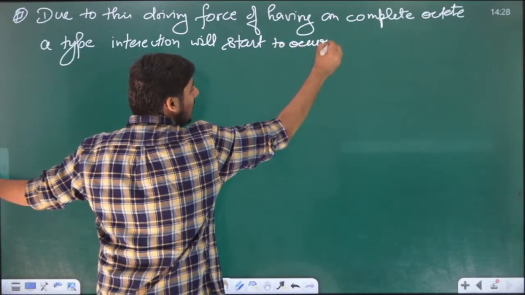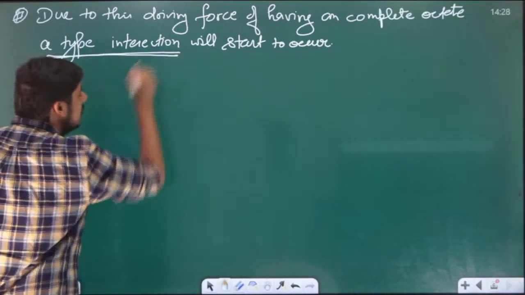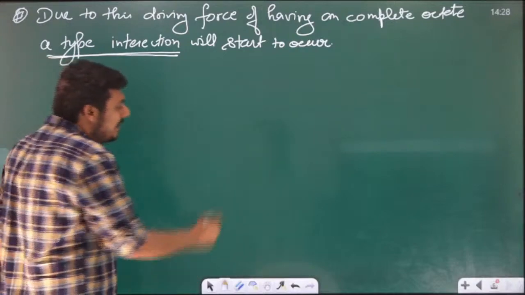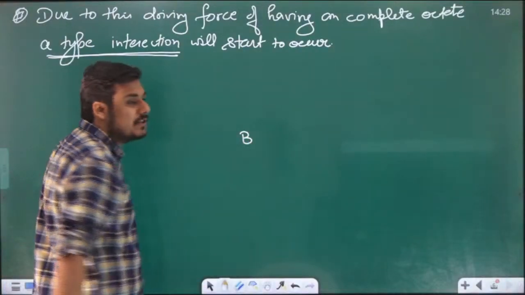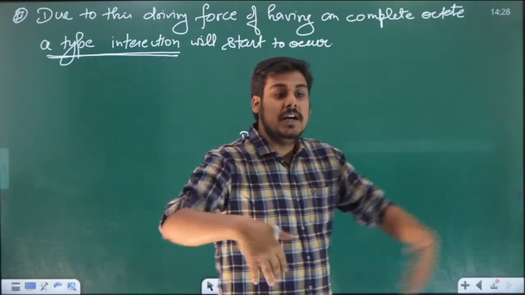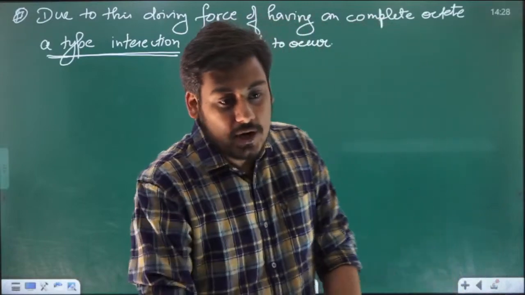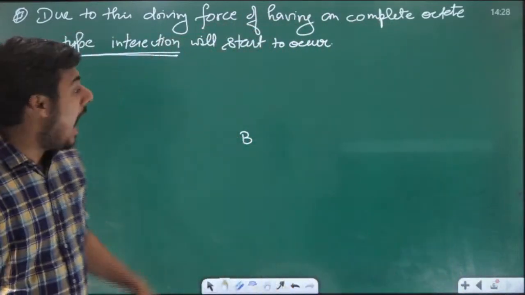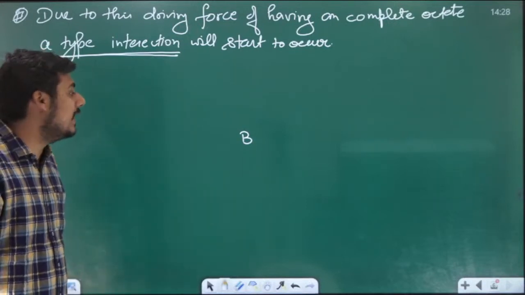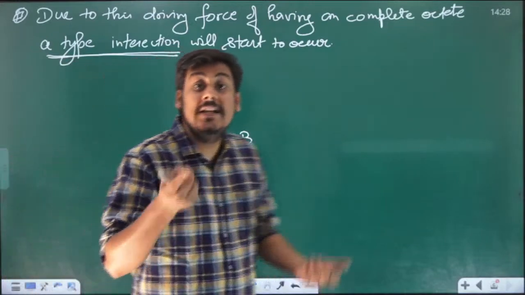What type of interaction will start to occur? That is what we are going to discuss in this particular lecture. What do I mean by this? If any atom is having less electron around its vicinity, it will try to gain electrons. It wants more and more electrons. How it wants electrons, why it wants electrons, that is what we want to discuss here. The driving force for its need to have more electrons is basically its incomplete octet.